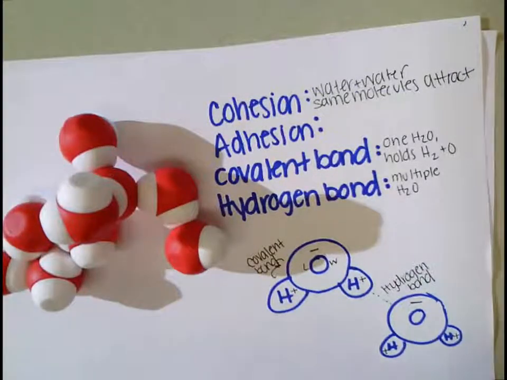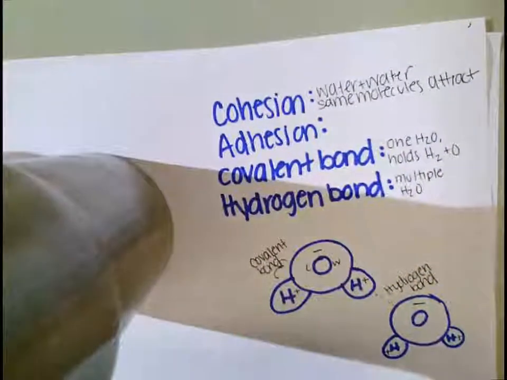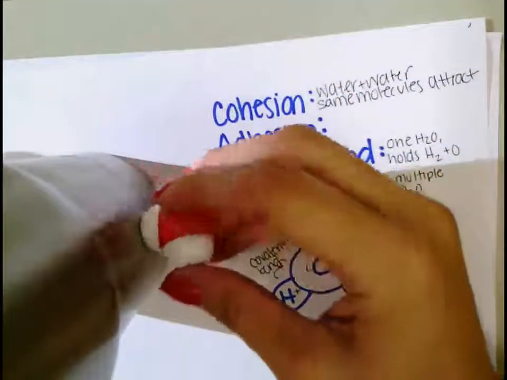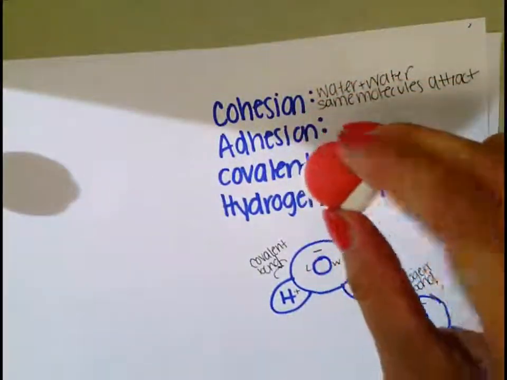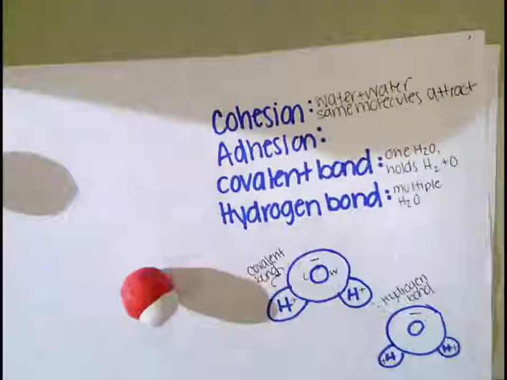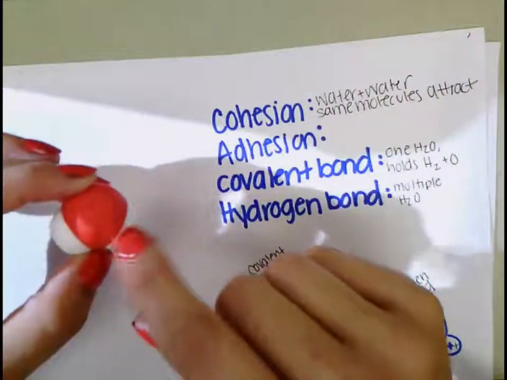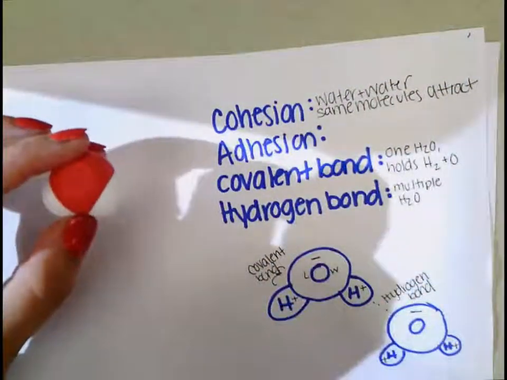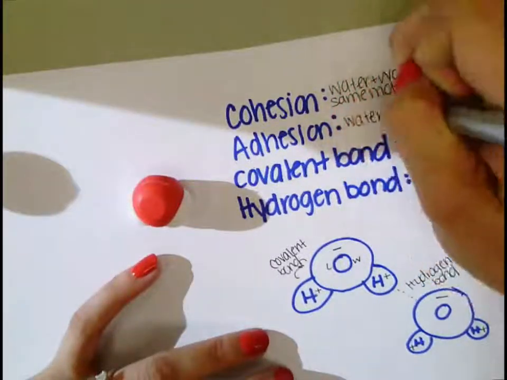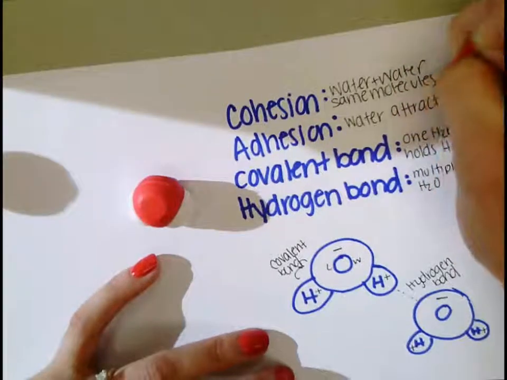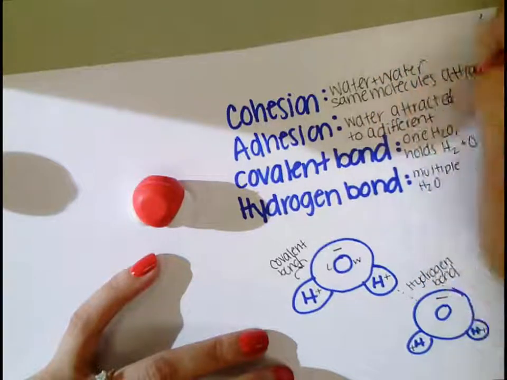Adhesion is different. Adhesion would be water sticking to something else, like this right here, okay? Or I guess it's not magnetic, so we're going to have to find something else. Water sticking to anything else would be adhesion. So when this water molecule sticks to the sheet, when this water molecule sticks to anything metal, when this water molecule adheres to something for capillary action and allows it to go against gravity, that is an example of adhesion. So this would be water attracted to a different type of molecule.